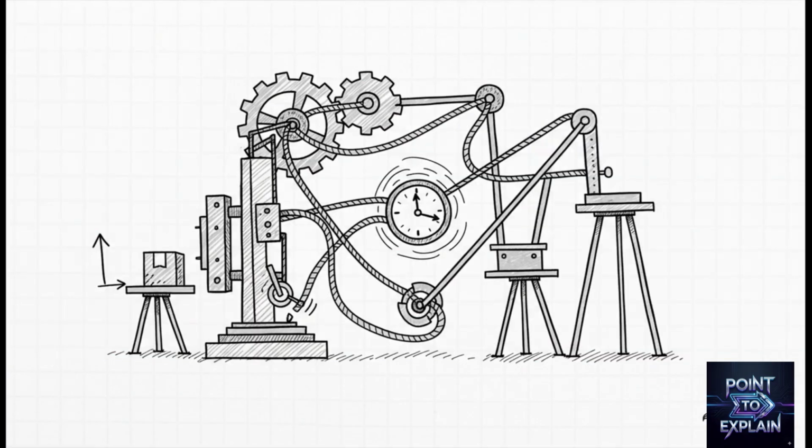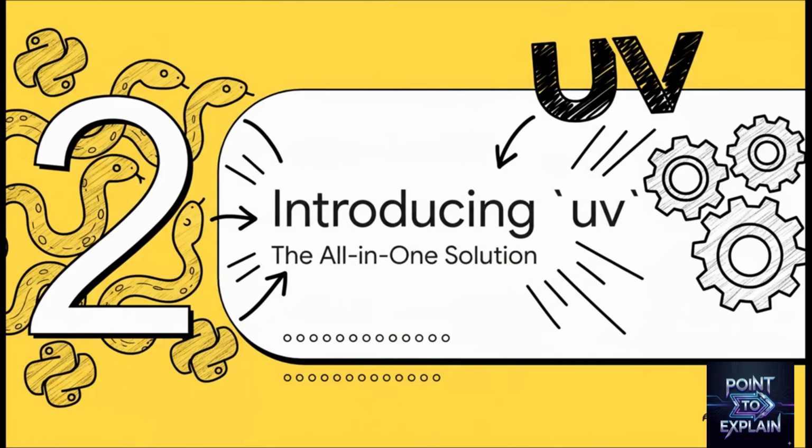Not really. The old way just forces you to juggle so many different tools and commands. You're constantly creating and activating environments, all while trying to manually keep track of your dependencies. It's just tedious, and it gets in the way of what we actually want to do, which is write code. And this, my friends, brings us to the hero of our story, a new tool called UV. It's built from the ground up to be the modern, all-in-one solution that Python developers have been dreaming of.